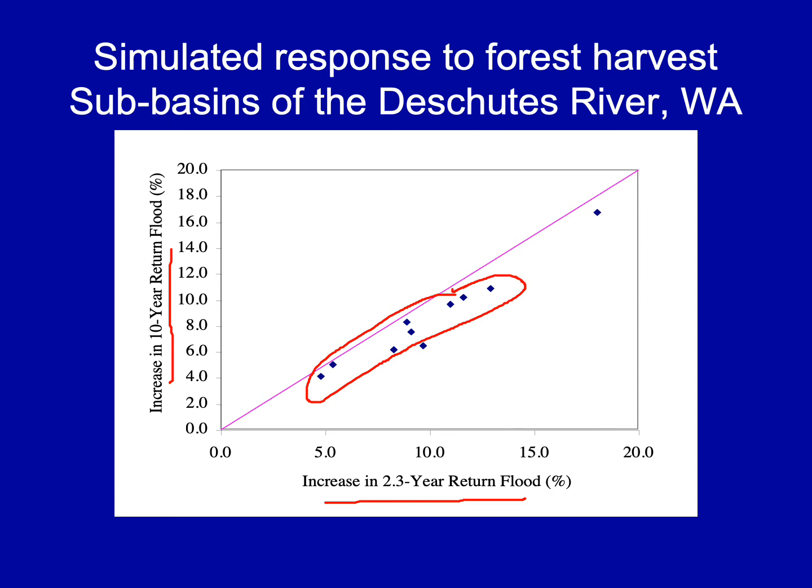But as a percent change, the percent change of the 10-year flood was smaller than the percent change of the 2.3-year flood. That's why all of the dots are below the pink 1-to-1 line. This reinforces the idea that impacts of forest harvest to flood flows are more pronounced for smaller floods.